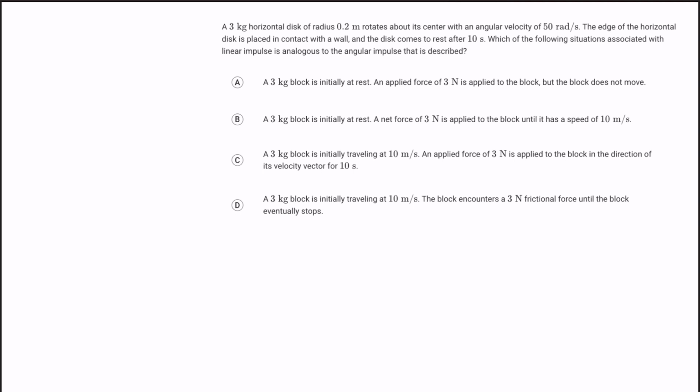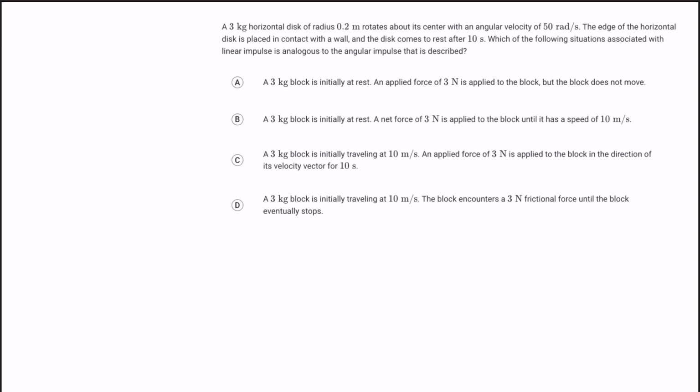Well, let's finish reading the question. Which of the following situations associated with linear impulse is analogous to the angular impulse that is described? Okay, so we have an angular impulse here because we know it had some initial angular momentum, and then after 10 seconds it had no angular momentum. So that means angular momentum definitely changed. So that means there was impulse, because impulse is defined as change in momentum. Fine. All right, so what caused the impulse was friction with the wall, which generated frictional torque.